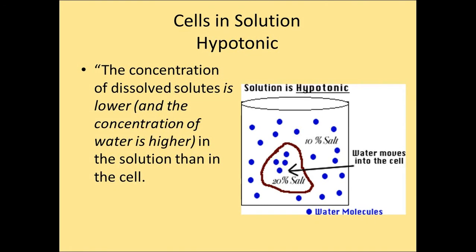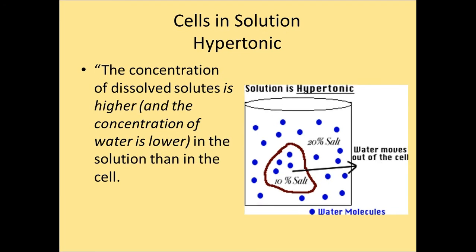In a hypotonic solution, the concentration of dissolved material is lower, and therefore the concentration of water is higher in the solution. That means that the water will move into the cell. A hypertonic solution is the opposite. The concentration of dissolved material is higher, and therefore the concentration of water is lower in the solution. That means that the water will move out of the cell.